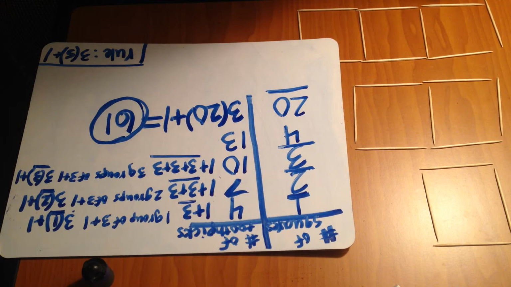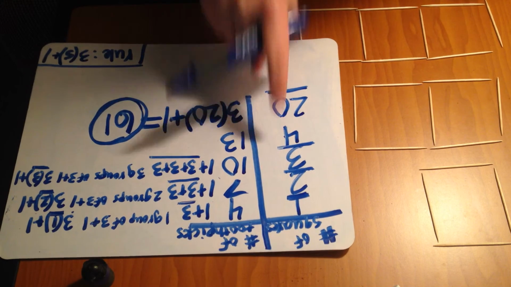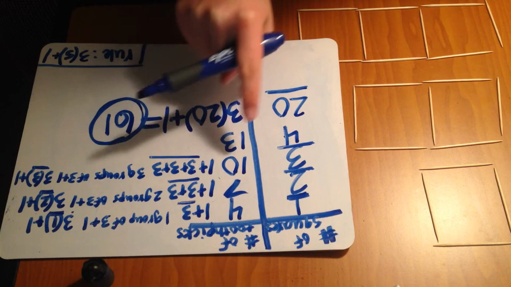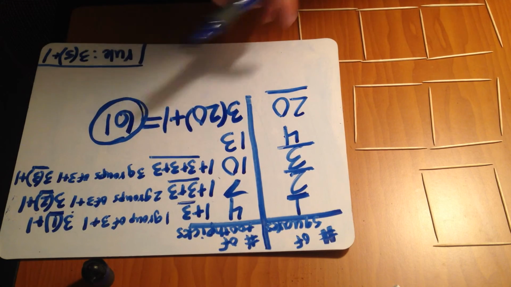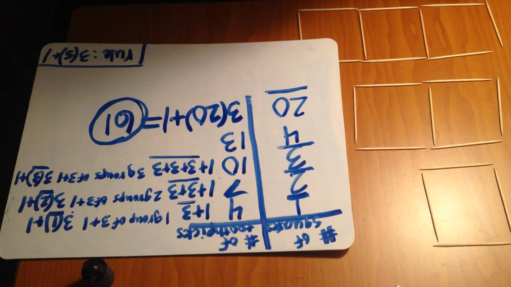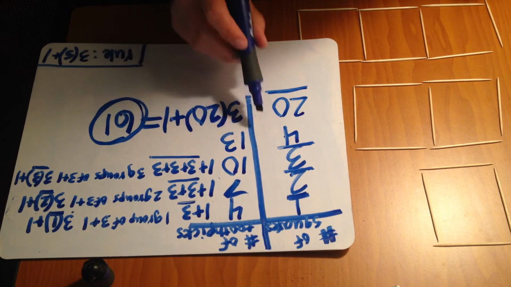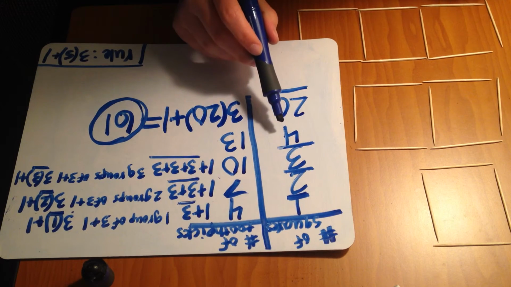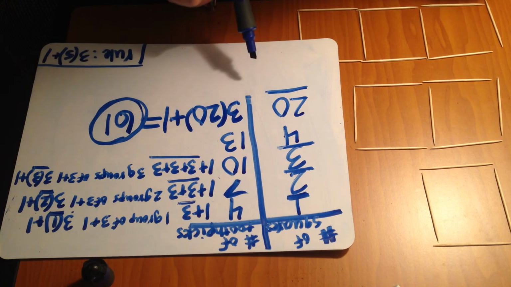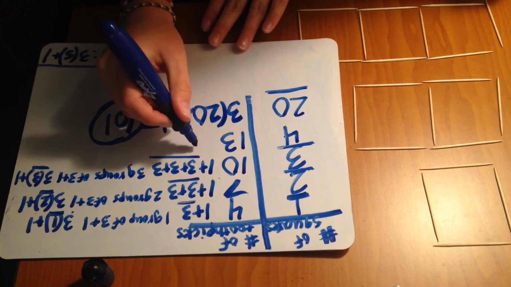Alright, so now that we've found our 20th term, I want us to go back and check to make sure that this rule is correct. You know how I'm going to do that? I'm going to plug in 4, because we found out by using our pattern that 4 is going to have 13 toothpicks. So if our rule is correct, we know that when we plug in 4 for the number of squares, we should get 13. So let's see if this works.